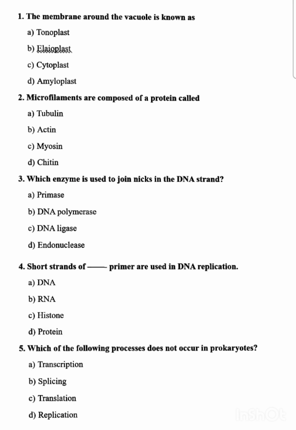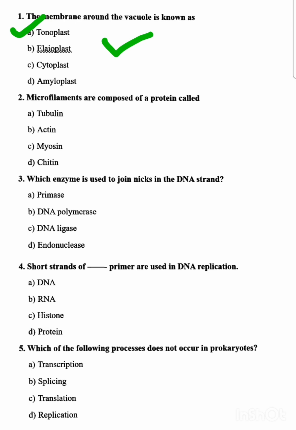So let's start. The first question is from your cell biology chapter. The membrane around the vacuole is known as option A, which is tonoplast. The membrane of the vacuole is tonoplast.